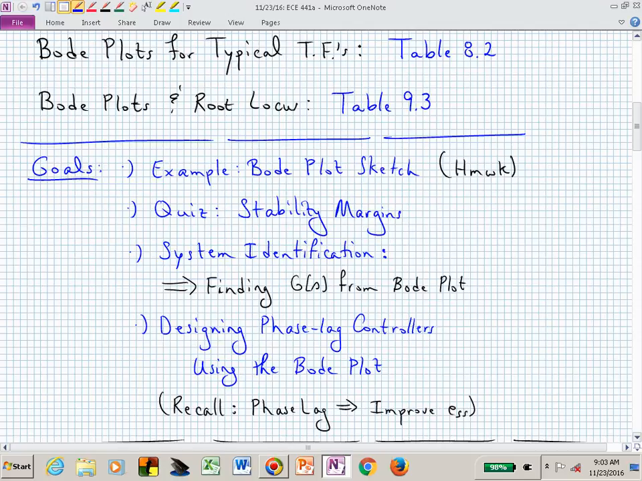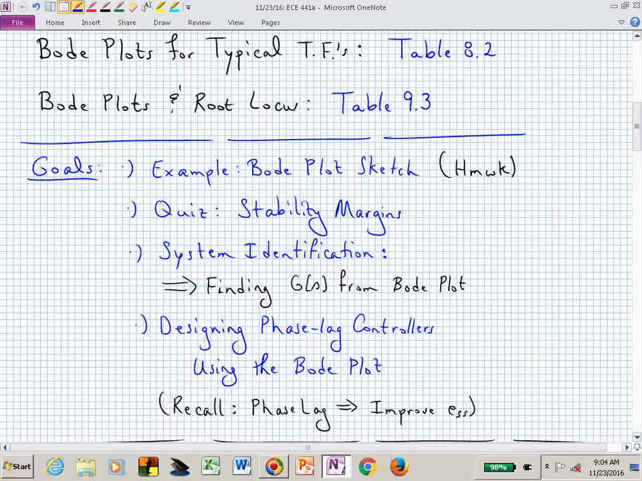Let's start with phase lag, and that's to allow us to reduce our steady state error. If you start doing lab number 3, you'll find that with the phase lead controller, you get a pretty big steady state error, and maybe you don't want that. You can eliminate it with a PID by putting an integrator in the system, but you can also reduce your steady state error by using a phase lag controller.